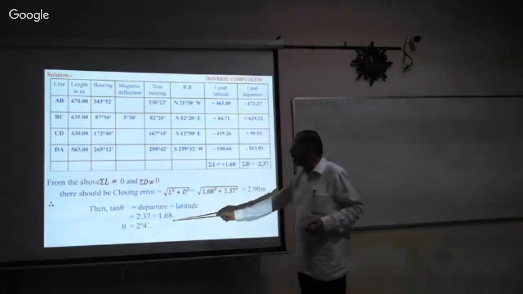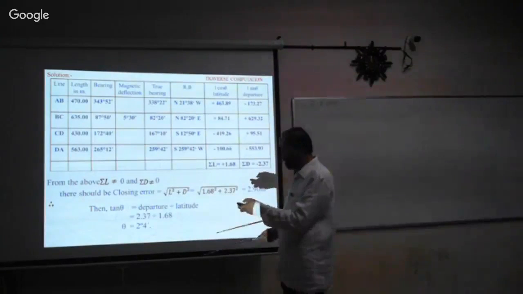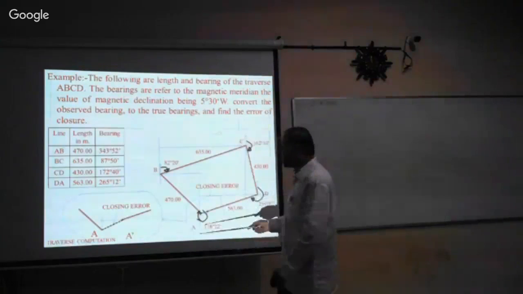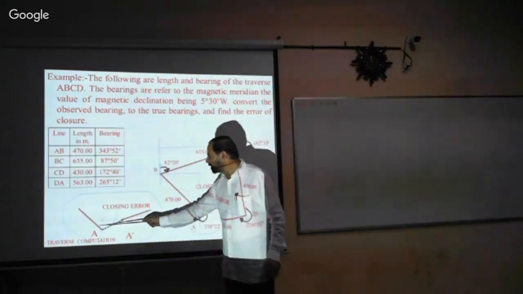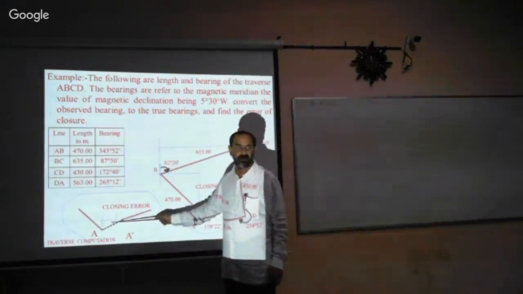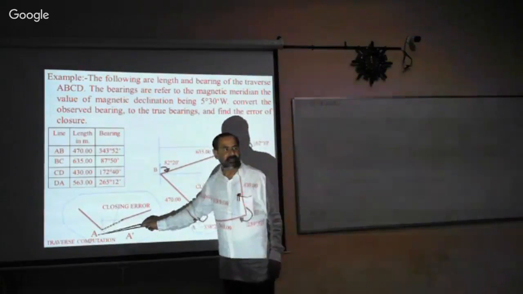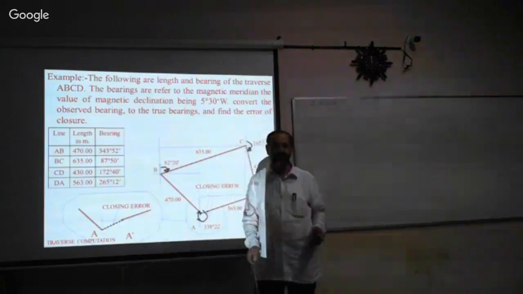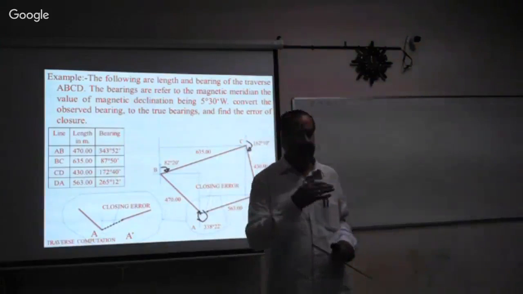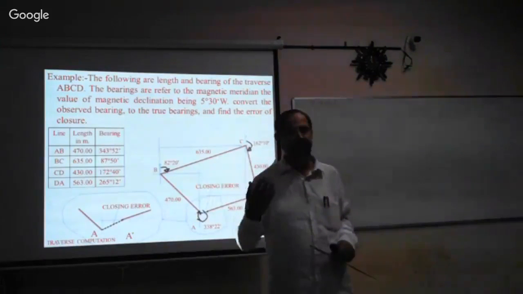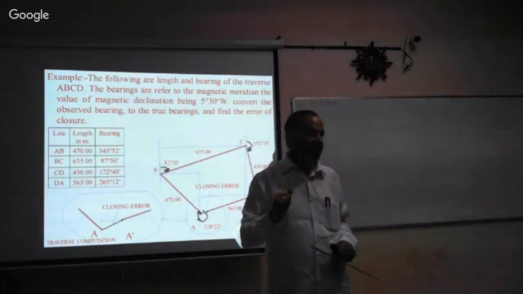Similarly, we can calculate the angle, that is the bearing of that closing error line. If you take this as theta, this becomes opposite, and this becomes adjacent. That is how you have to decide. Don't copy down. In the previous problem, I had taken tan theta equal to sigma L divided by sigma D. Don't do it like that.